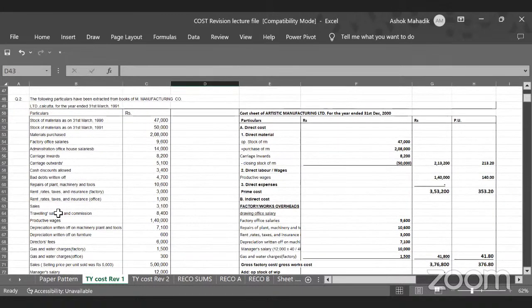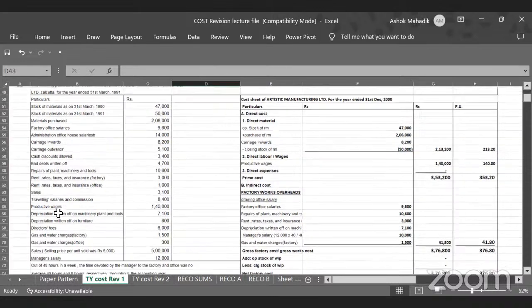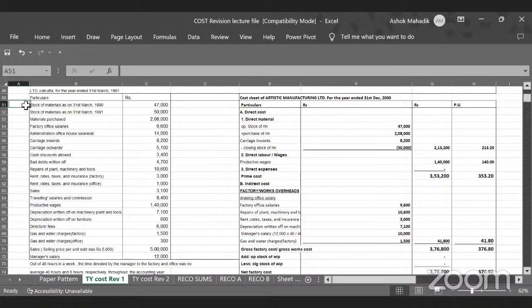Second question. The following particulars have been extracted from the books of M Manufacturing Company Limited, Calcutta, for the year 91. Okay, let us do the markings. You can do it orally only. Stock of raw material DM, that is opening, then closing is given. From the year you can make out which one is opening, which one is closing. Again DM, material purchase DM, factory office salaries F, admin office salary A, admin overhead, so O. Carriage inward, direct material. Carriage outward, selling and distribution.